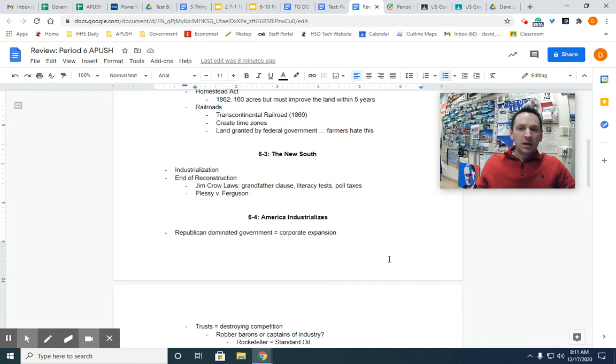Another hallmark of the New South is the end of Reconstruction, and therefore you see the rise of Jim Crow laws. So Jim Crow laws are separate but equal laws. Things like voting, I'm sorry, voting's not a Jim Crow law. Jim Crow laws will be separate but equal, like bathrooms, restaurants, swimming areas, etc. But then you have limits to voting, like the grandfather clause, literacy tests, poll taxes.